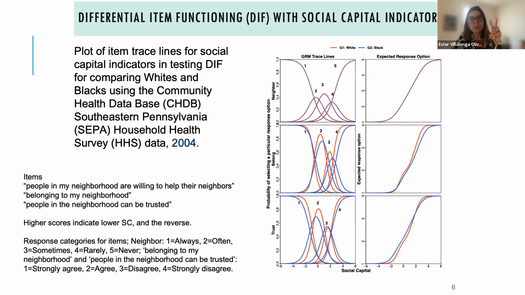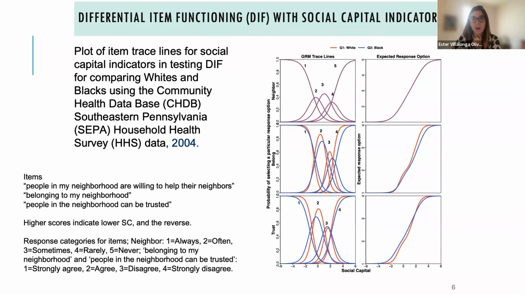And there are two types of DIF. One is uniform DIF, and uniform DIF occurs when the group difference in the probability of endorsing an item stays constant over the distribution levels of the latent construct.